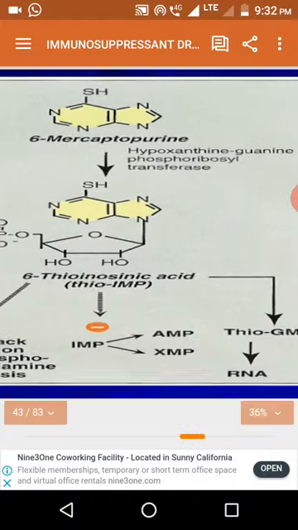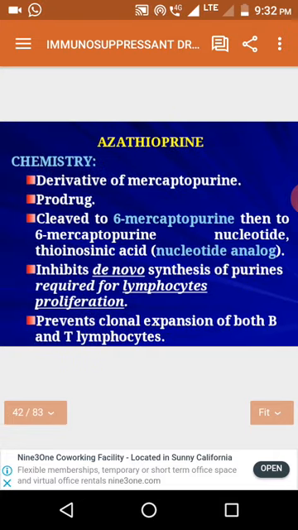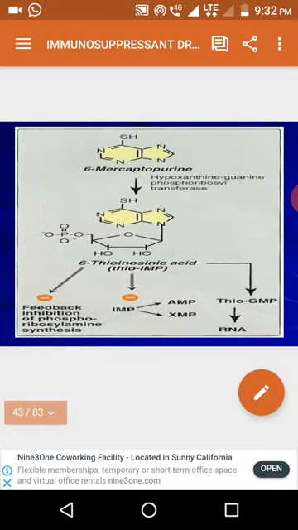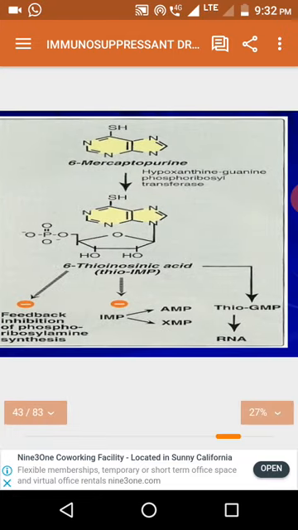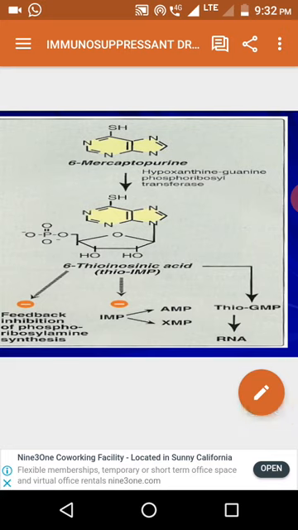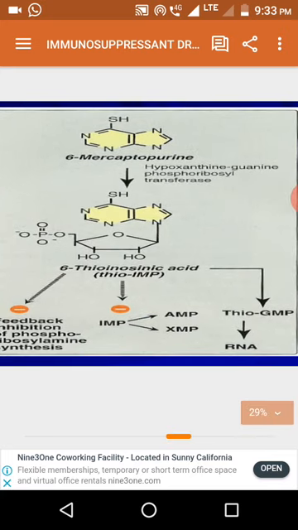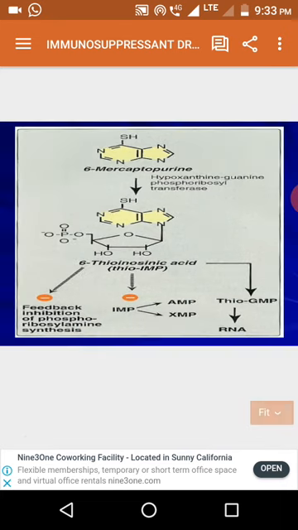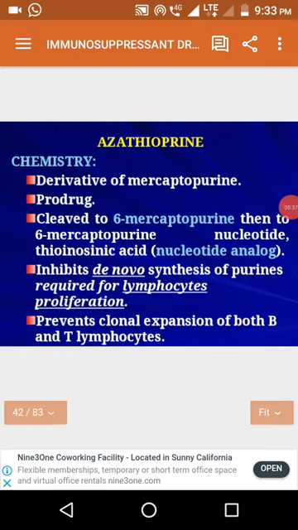Here azathioprine is converted into mercaptopurine. This mercaptopurine is converted into thioinosinic acid. Thioinosinic acid is a fraudulent nucleotide which competes with the natural nucleotide, inosinic acid, IMP. With this there is inhibition of production of purine nucleotides such as AMP and GMP. So there is no proliferation of T lymphocytes and B lymphocytes.